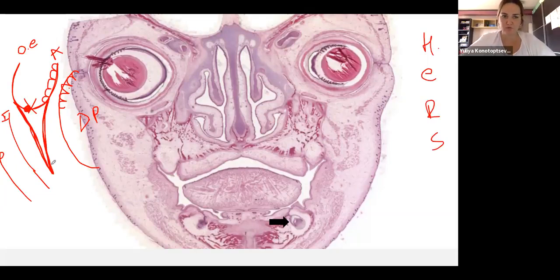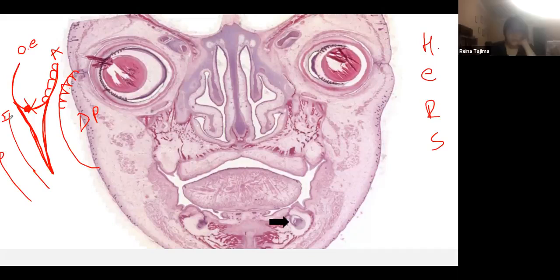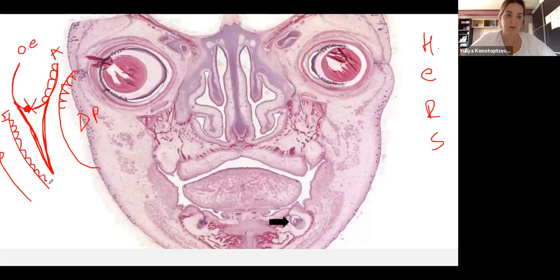Okay, appearance of the Hertwig sheath, simultaneously, guys. I think it's a very important word. Simultaneously induces on both sides. This inner layer of the sac will become cementoblasts. Very good. These cementoblasts make cement. I put C here, right? So this is the cementum here.